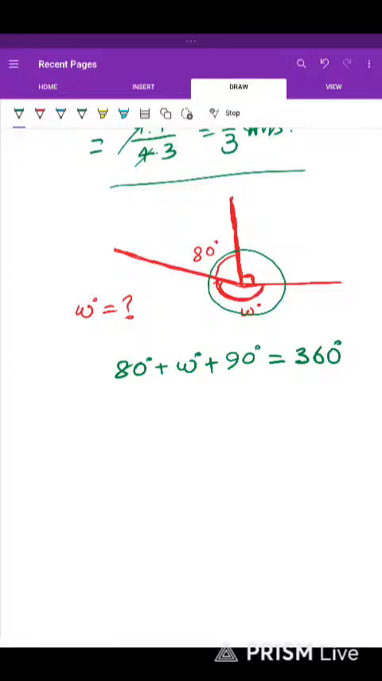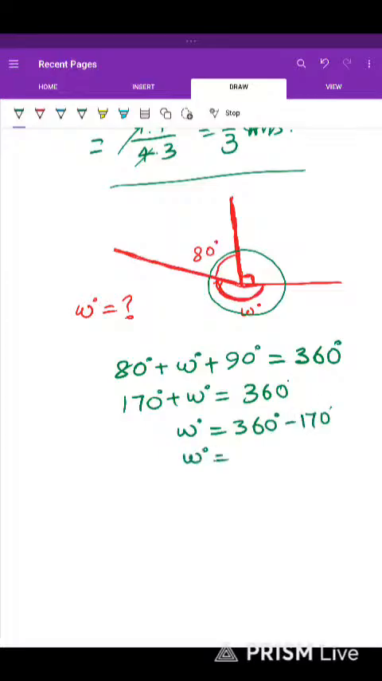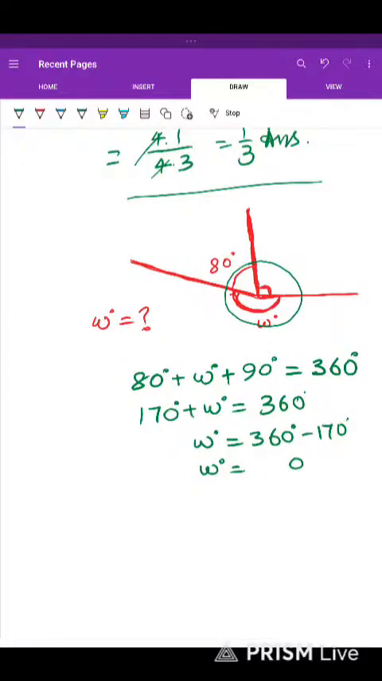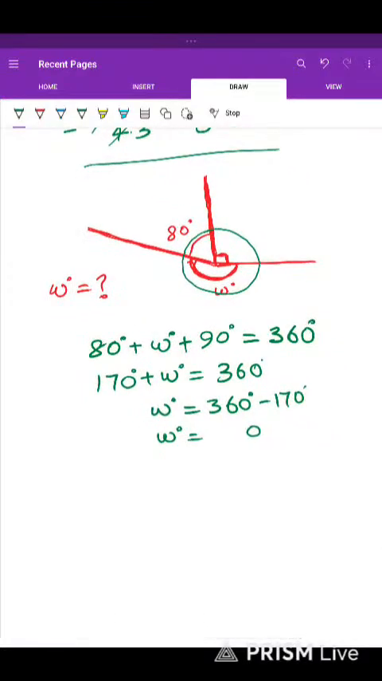Now we know that 80 and 90 make 170. W is on the left hand side, 360 on the right side. 170 is subtracted when we take it to the right hand side, so what will it give? It is 190. This will be 190 degrees, right? So this angle is 190.